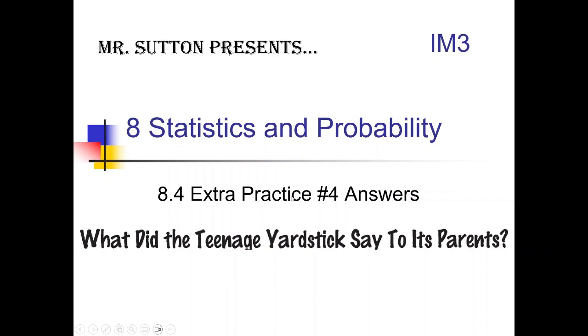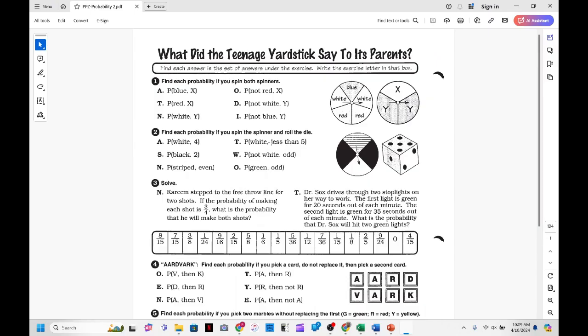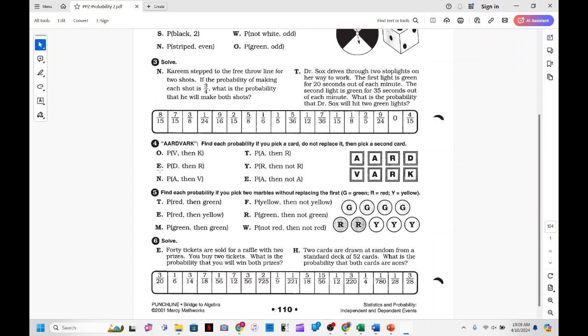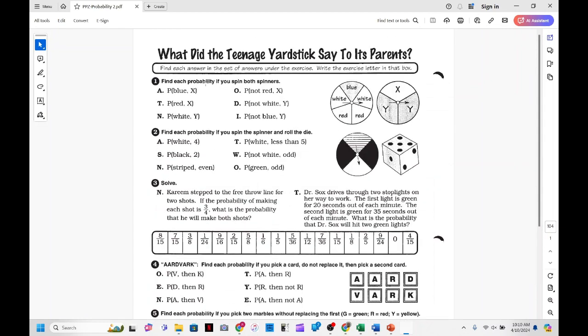Let's check out the puzzle that goes with this extra practice. So here's our puzzle. We're trying to figure out what did the teenage yardstick say to its parents. The idea here is we have a bunch of different probabilities to find, and once we find them, we're going to put them below the answer in this grid. This is the grid for 1 through 3, and down below for 4 through 6, there's a totally different grid. If we combine these two grids, it'll come up with the whole answer for us. So let's get rolling and see what the yardstick has to say to its parents.